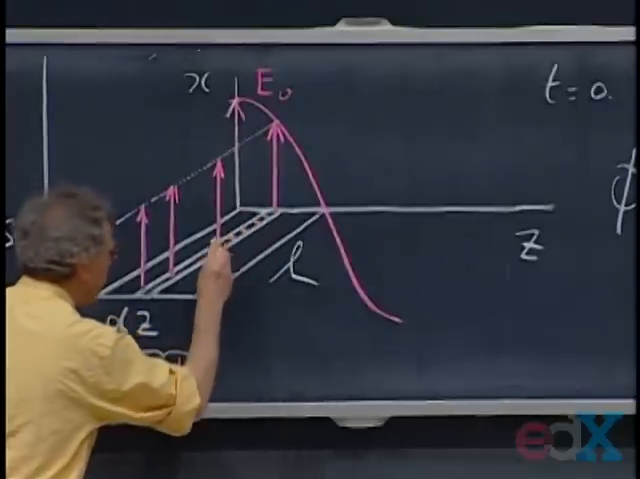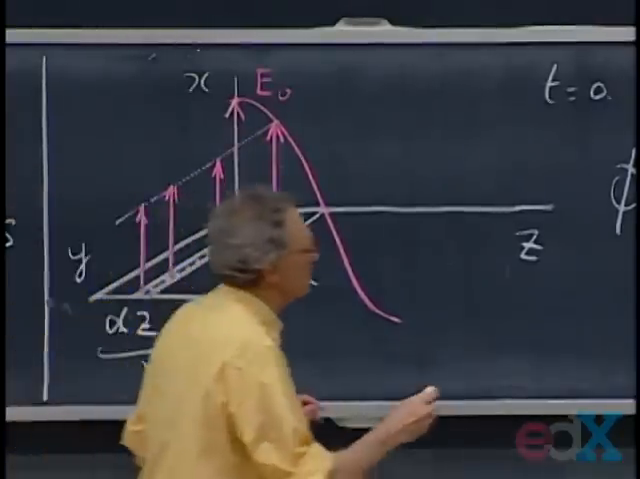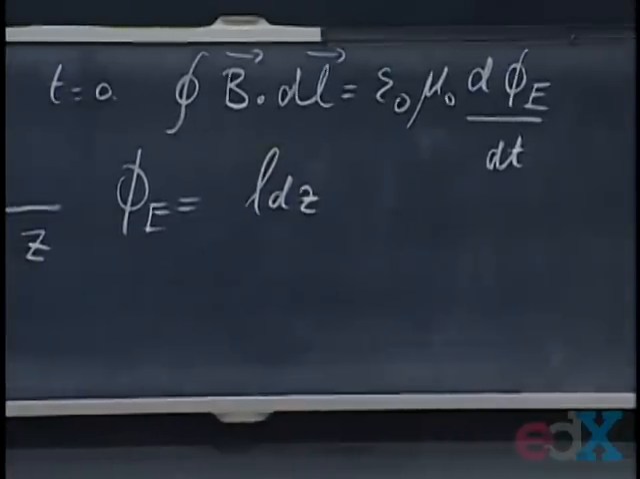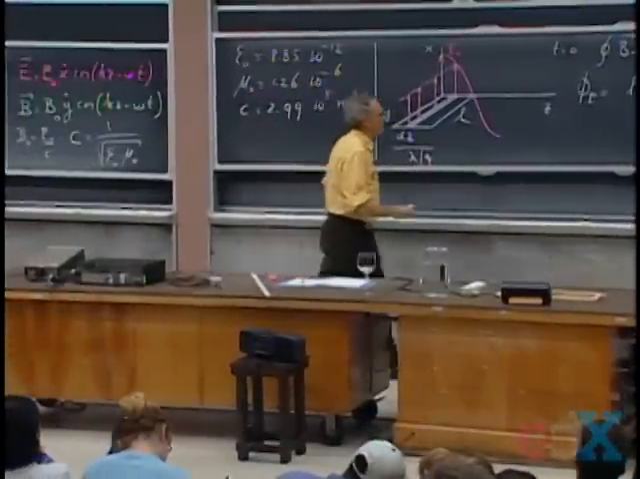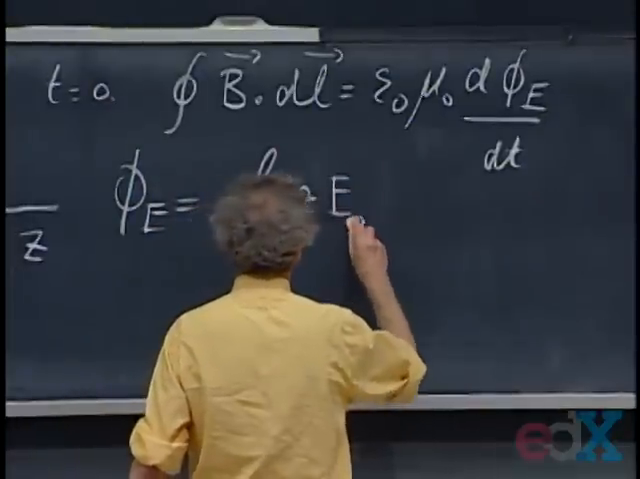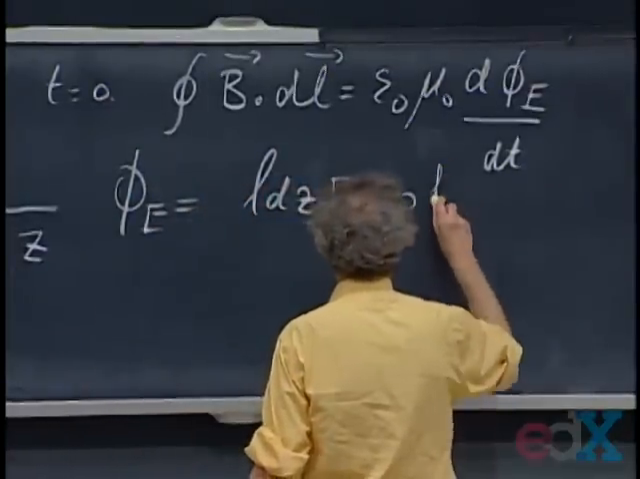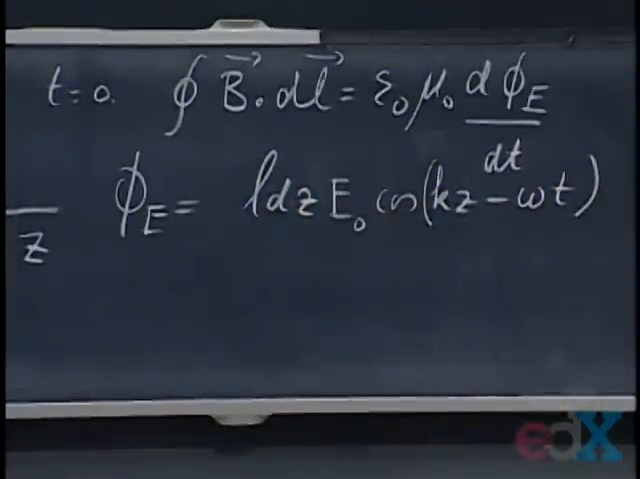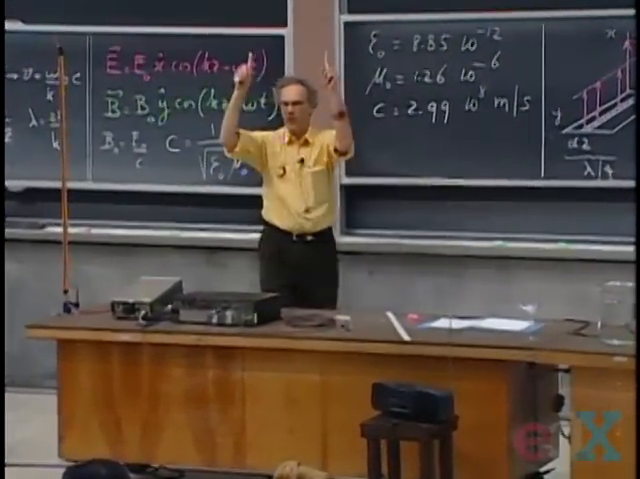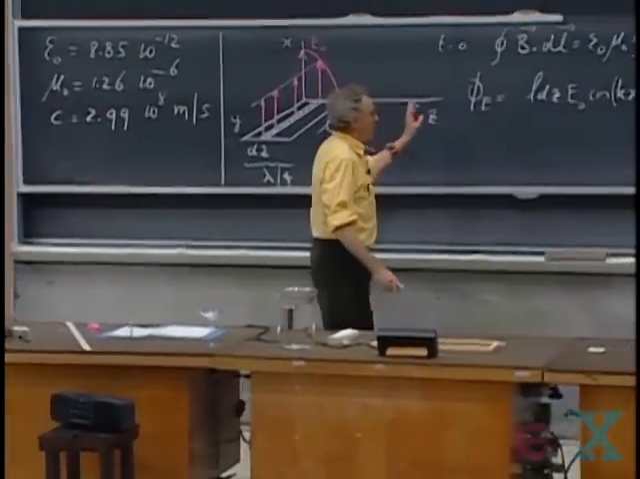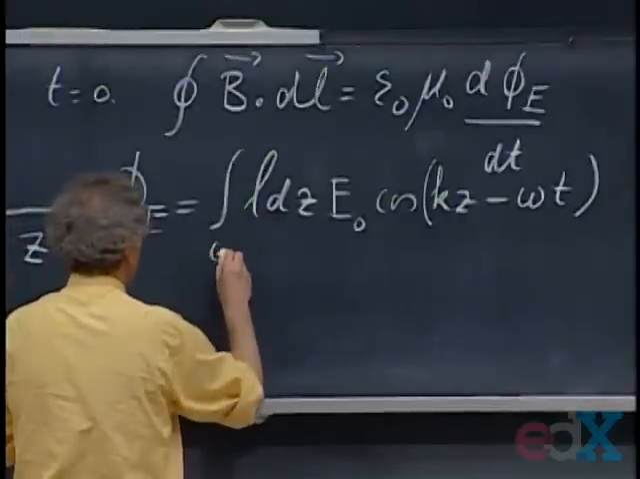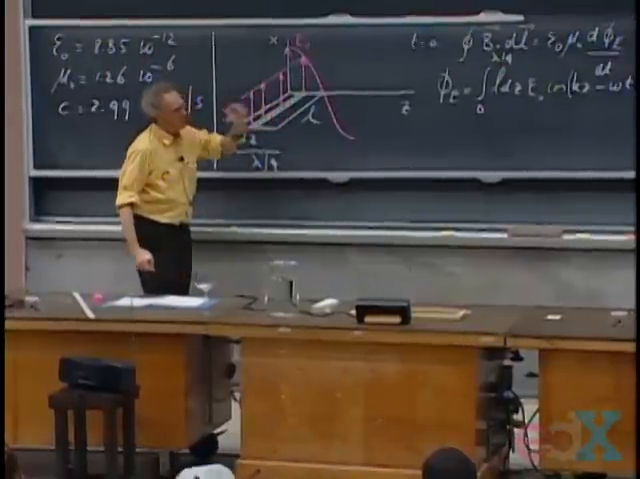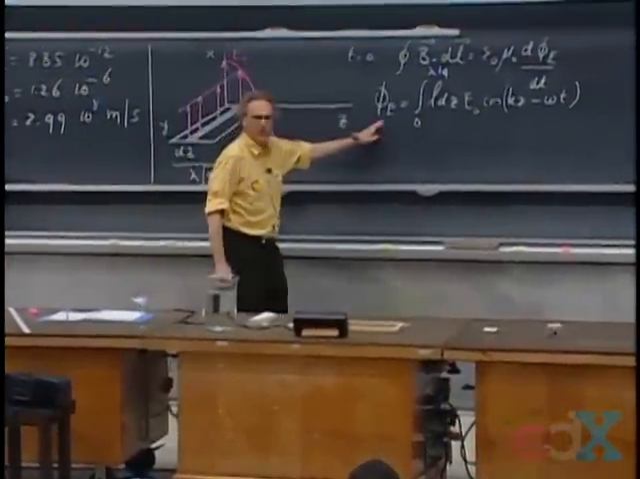So what is dA of this little slice? That is L times dz. What is the local electric field in this slice? Well, that's that equation. So I get E0 times the cosine of kz minus omega t. The x-hat, of course, is gone because dA and E are in the same direction; I've already taken that into account. But I have to integrate this from z equals 0 to lambda over 4 because I have to integrate it over this whole surface. So that's the answer.